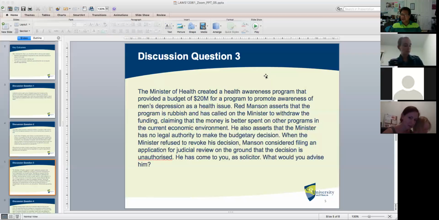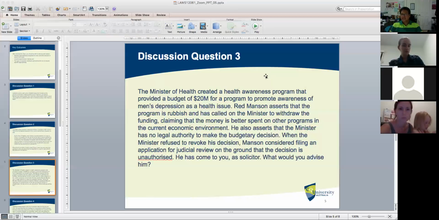It is a decision of the Minister of Health, which raises the question: what is the significance of the fact that the Minister of Health made a ministerial decision relating to the allocation of a budget?